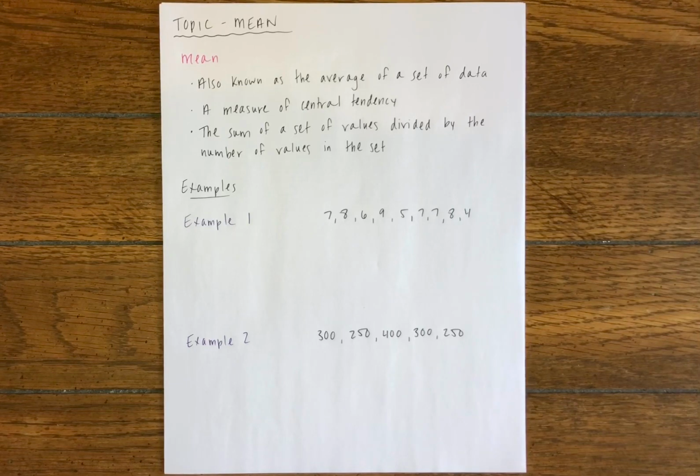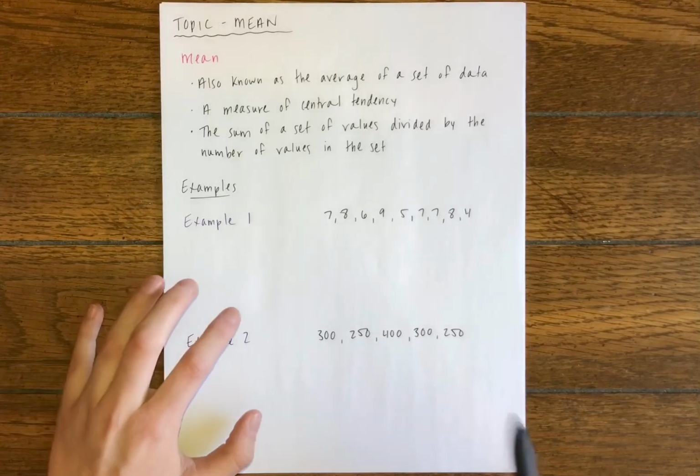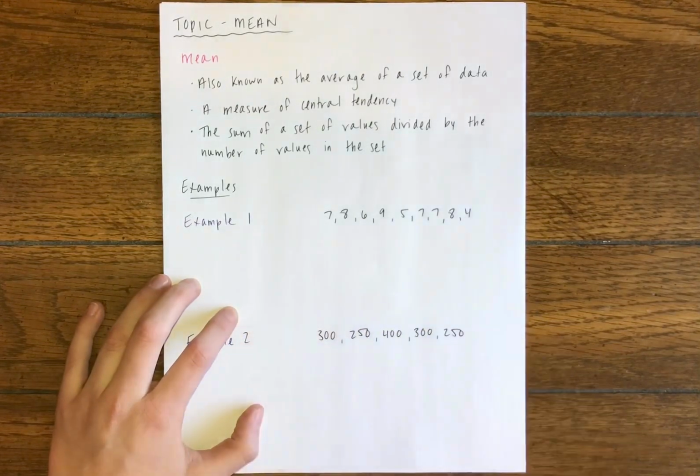All you have to do to calculate the mean of a set of data is to find the sum of the values and divide by the number of values in the set. So I'll walk through two different examples. Here you're going to calculate the sum of all these values.